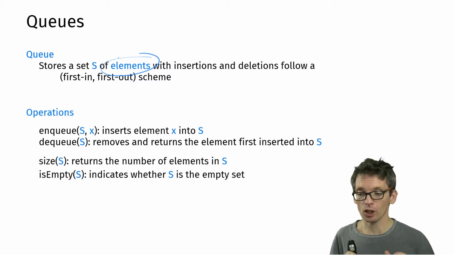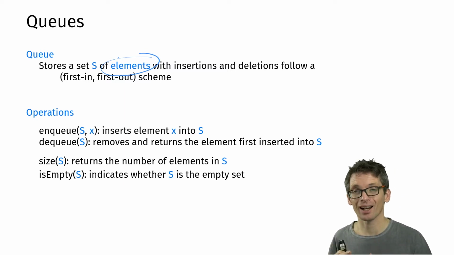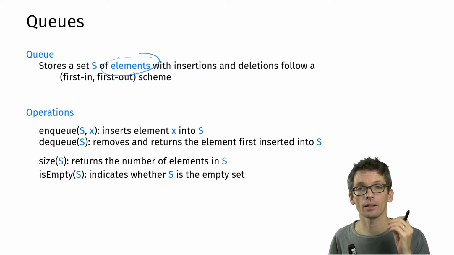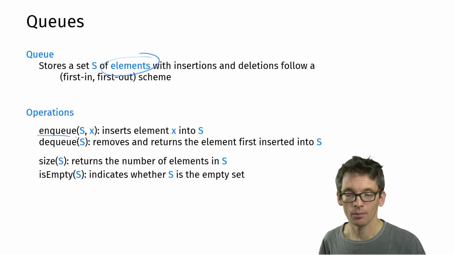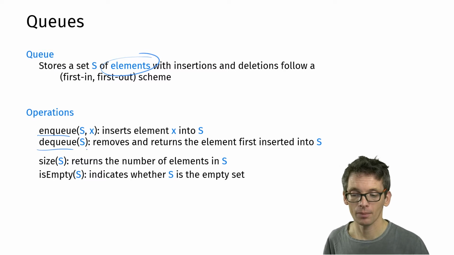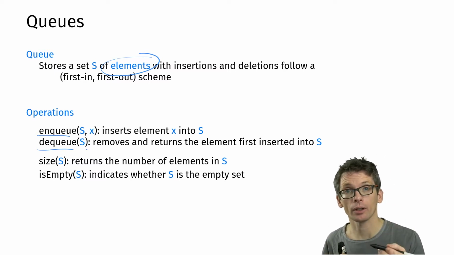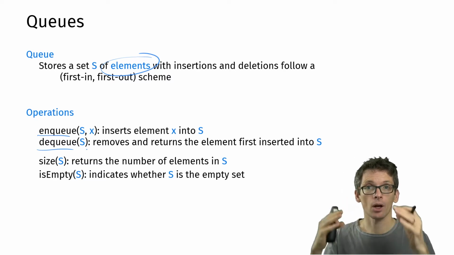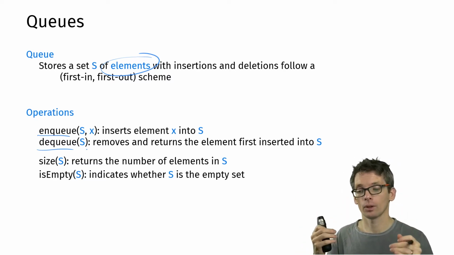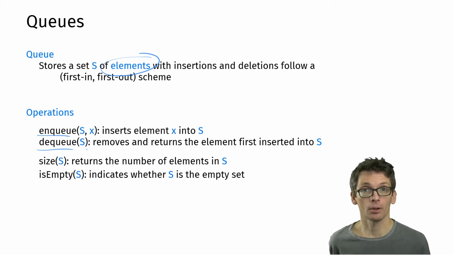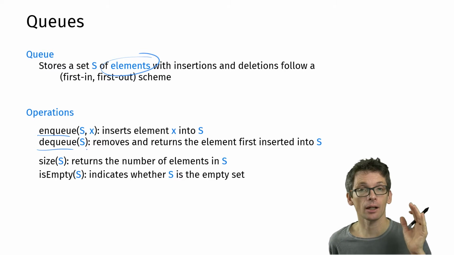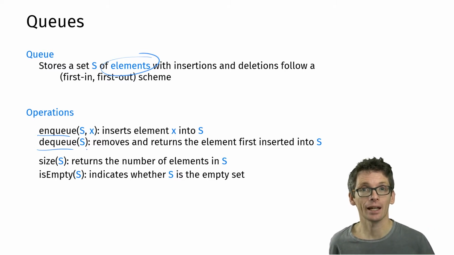In terms of operations, that means we have insert and remove, which here are called enqueue and dequeue. So enqueuing an element means we're inserting it. Dequeuing means that we remove that element and return it. Just like for stacks we had push and pop, we now have enqueue, dequeue. And we also again want to be able to know the size and whether a queue is empty.